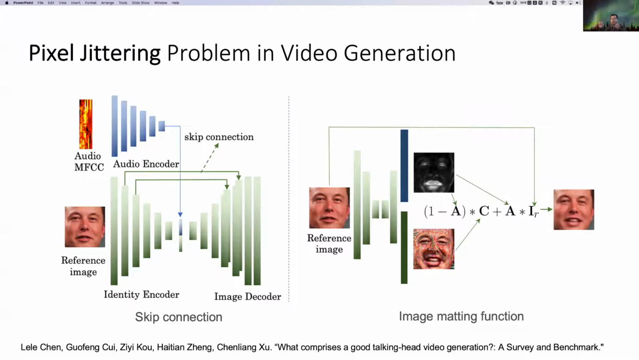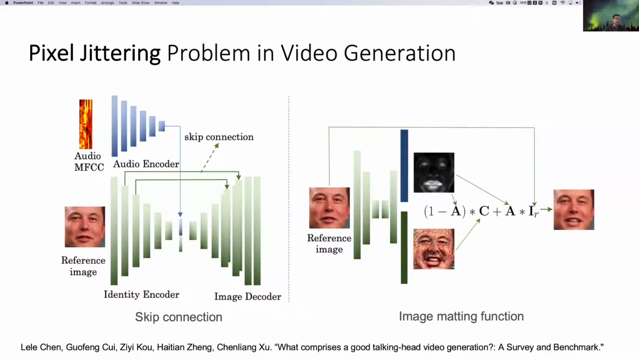And in that way, the decoder not only accepts the new information, but also accepts some previous reference information from the reference images. Then basically the output images would be pretty stable since it consists of two parts. One is the new information and one is the reference images.